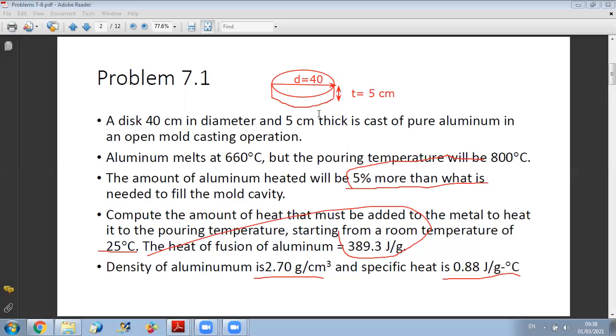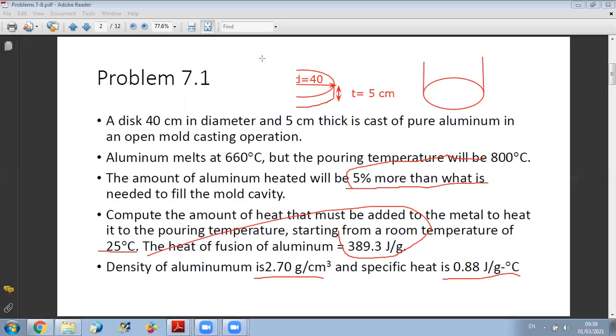Now they said that the amount of aluminum heated will be 5% more than what is needed to fill the mold cavity. So here we can calculate the volume of the final product, but actually the volume that will be provided to the mold cavity is higher. It's 5% more. So the open mold will be of this shape. But we will supply a larger volume in order to account for shrinkage.